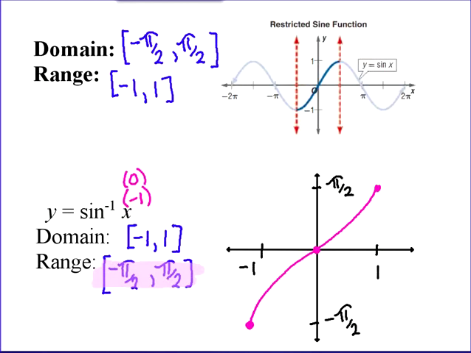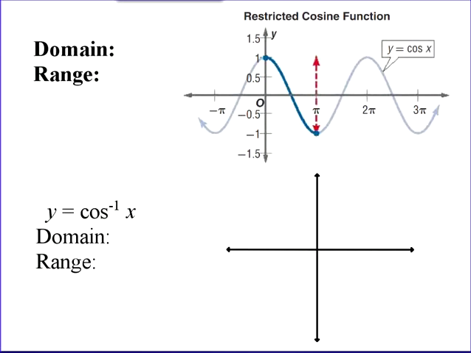So basically, when you think about this, I'm taking the inverse sine of a number between negative 1 and positive 1, and I'm getting an answer from negative pi over 2 to positive pi over 2. So I'm getting an angle as my answer. Okay, let's look at cosine. Cosine, we're going to restrict the domain again. If you look, that's what I've restricted the domain to. What's the domain here?